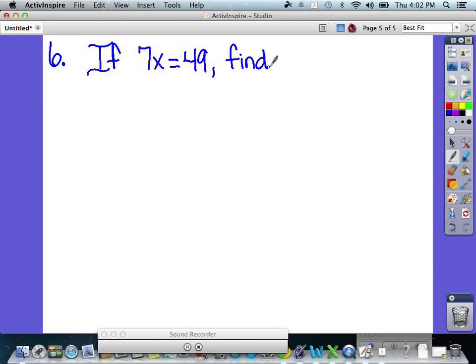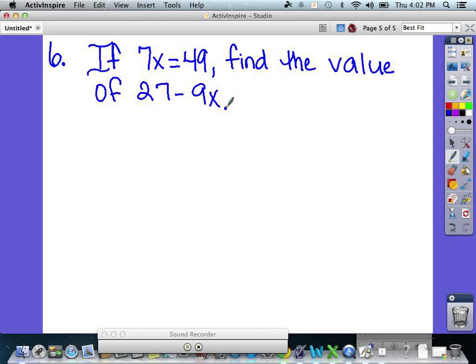Our next problem would be problem number 6. I'm going to write this one. If there's another word problem, I will not be writing it, just reading it from the paper. It says if 7x equals 49, find the value of 27 minus 9x.